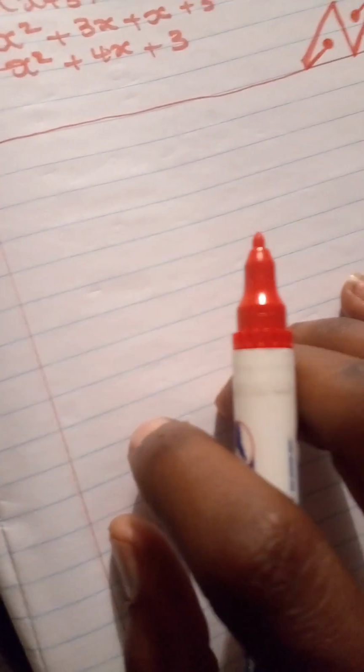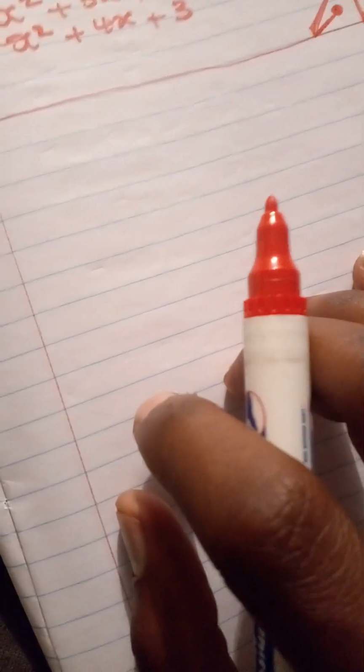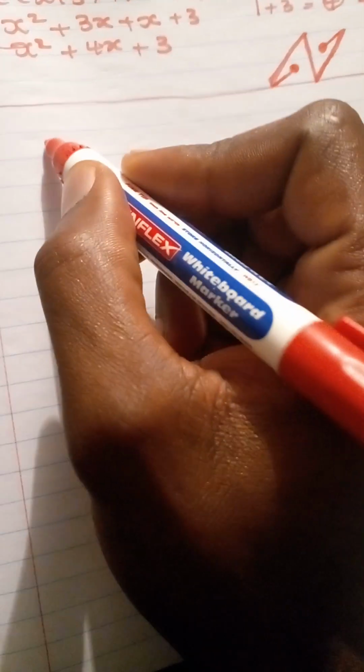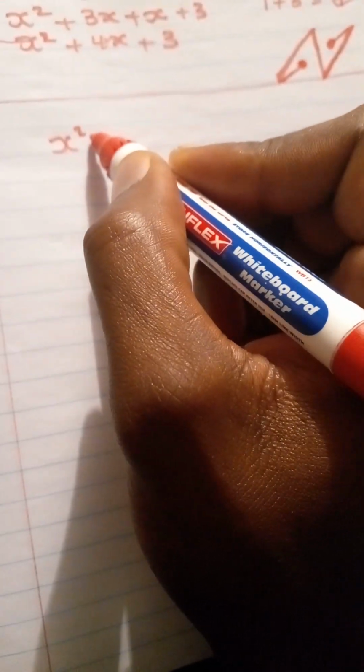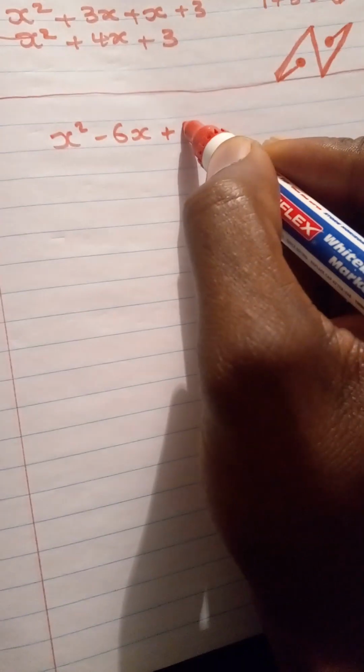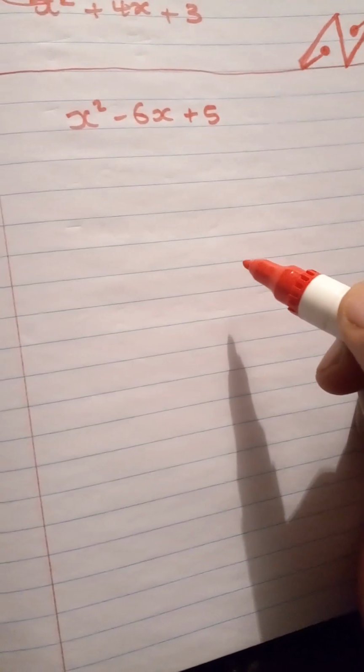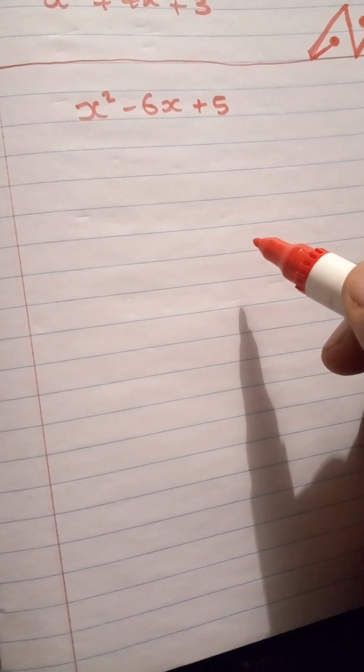Okay, guys, let us continue with our factorization. Let's say now we are given this trinomial x squared minus 6x plus 5. Okay, let's say this is our trinomial. We are asked to factorize this one.